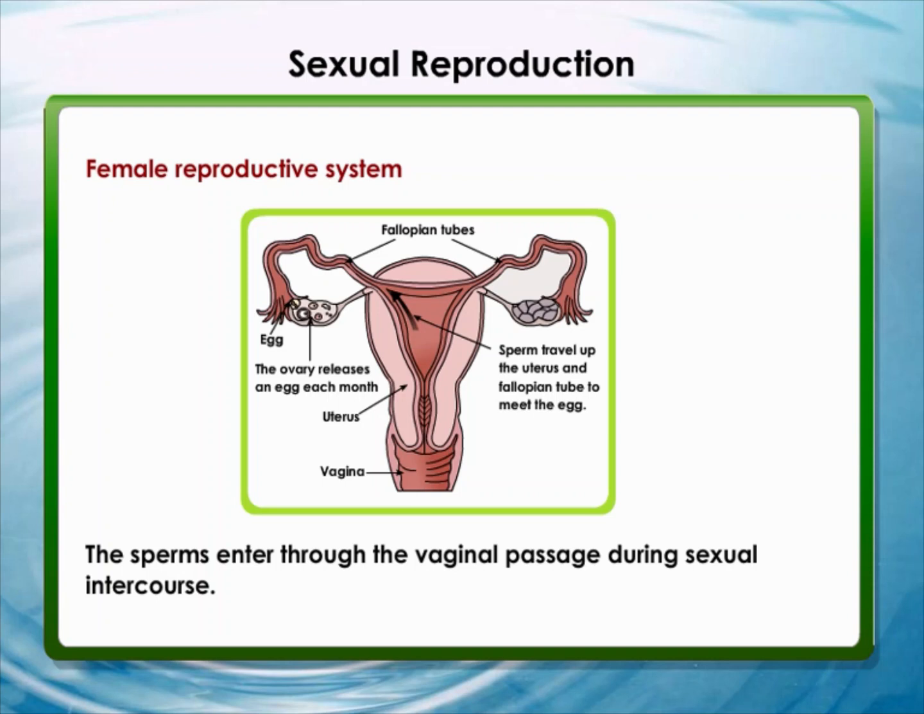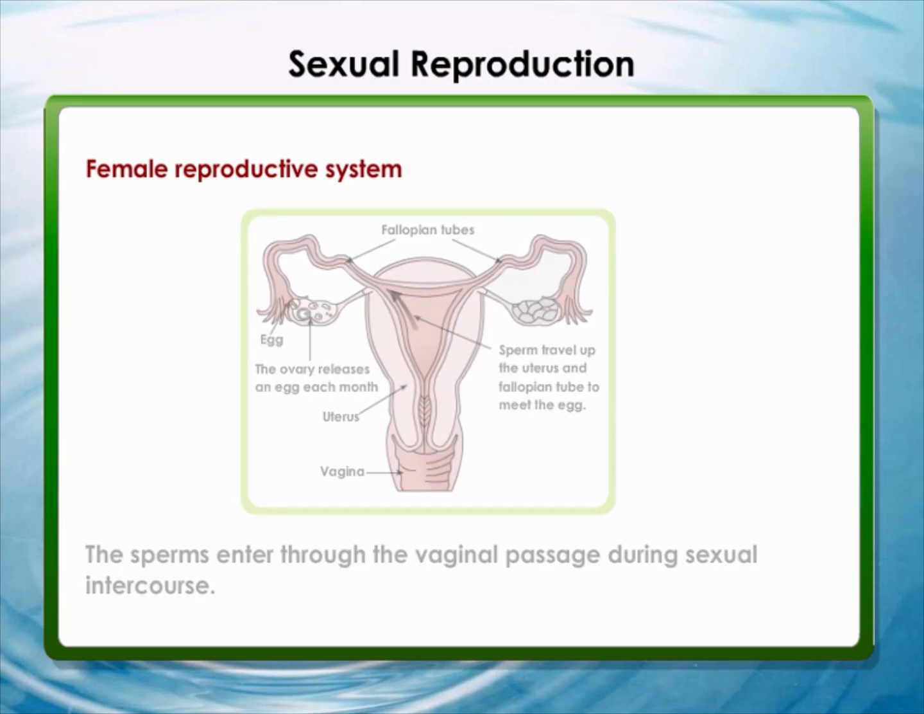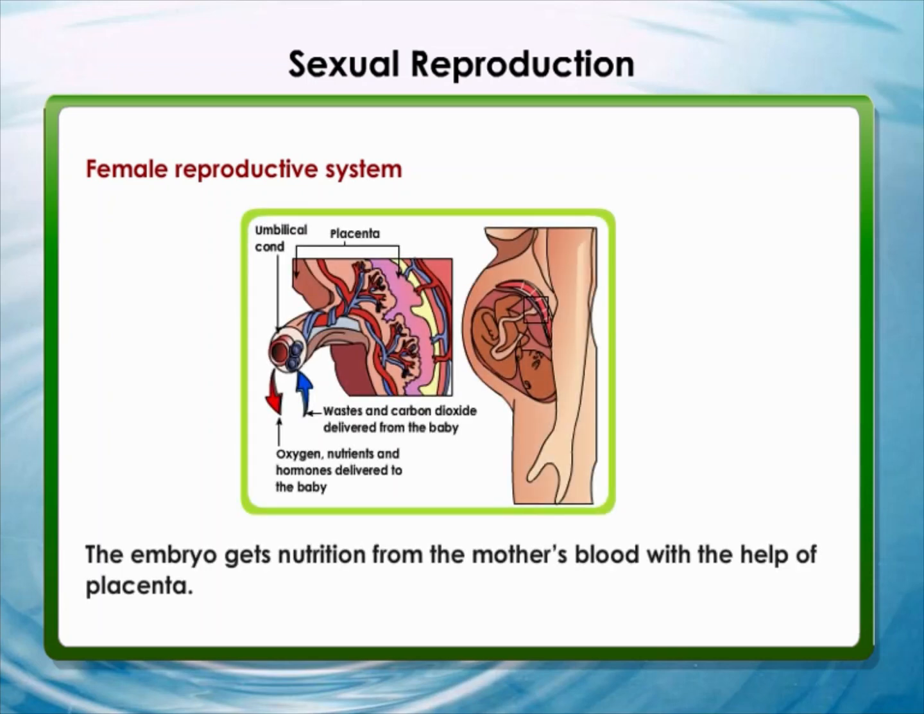The fertilized egg, the zygote, gets implanted in the lining of the uterus and starts dividing. The uterus prepares itself every month to receive and nurture the growing embryo. The lining thickens and is richly supplied with blood to nourish the growing embryo. The embryo gets nutrition from the mother's blood with the help of a special tissue called the placenta.